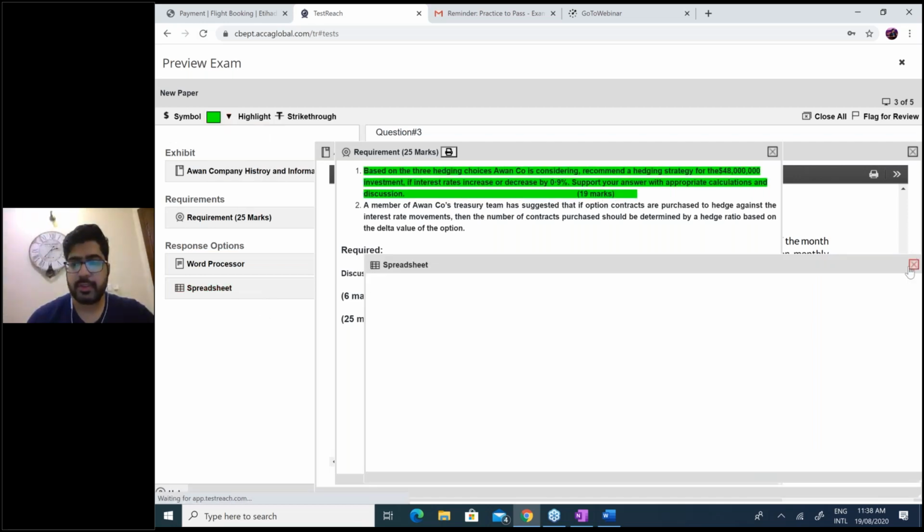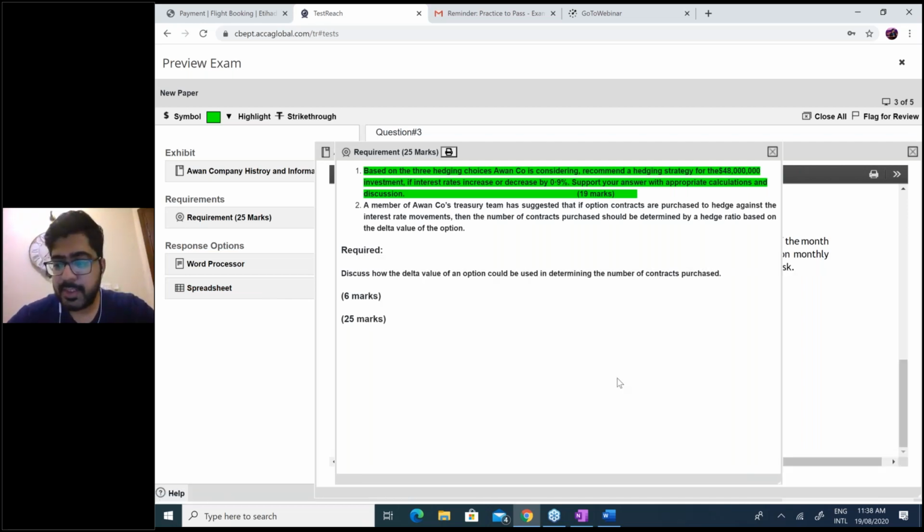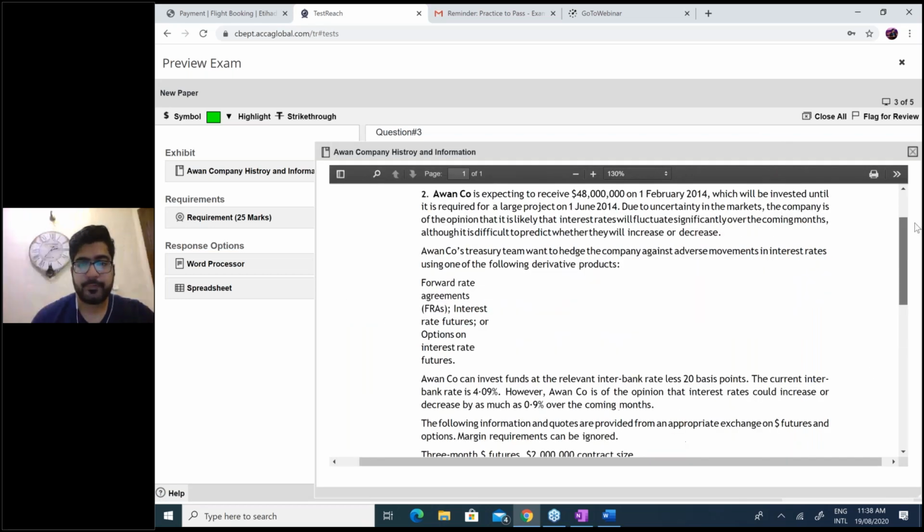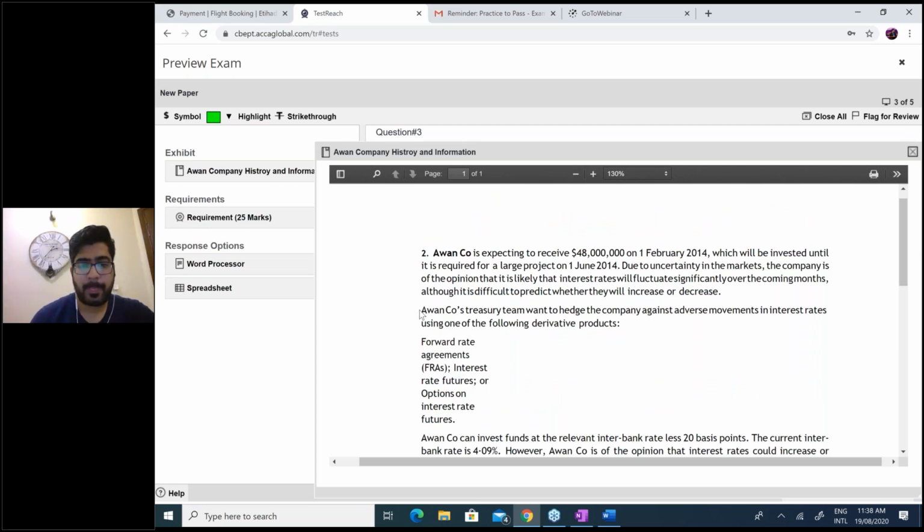This highlighted requirement you need to read. Based on the 3 hedging choices Avan is considering. Remember, there are 3 hedging choices. See, go back to the question. Avan's treasury team wants to hedge the company against adverse movements in interest rates using one of the following derivative products: forward rate agreements, futures, and options.